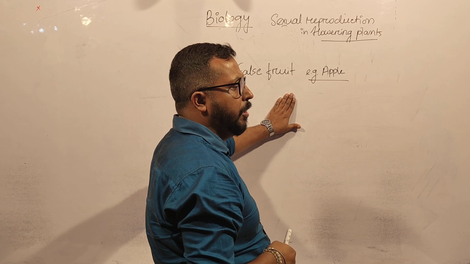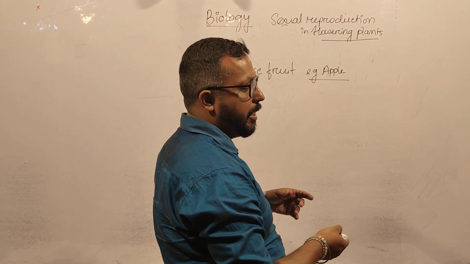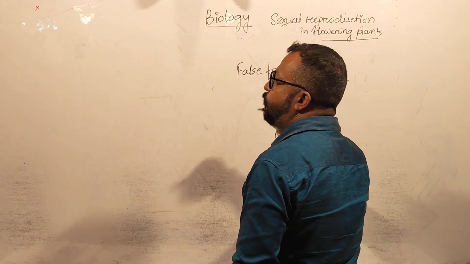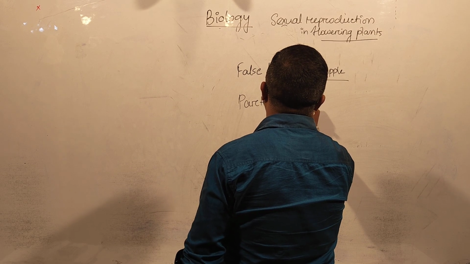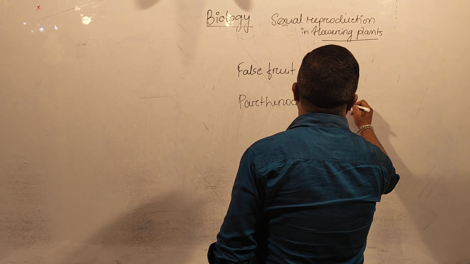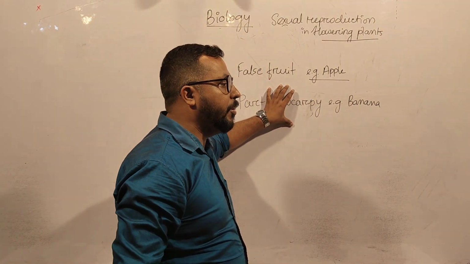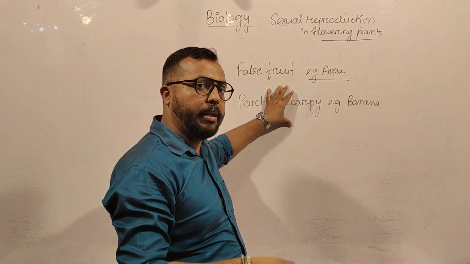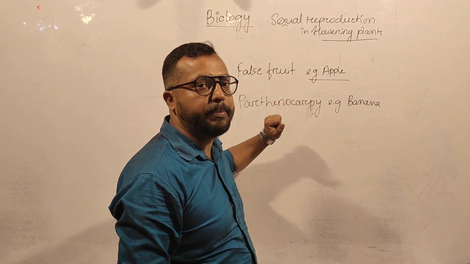Now, sometimes in certain plants like banana, there is a flower, but the ovary grows without fertilization to produce fruit. Such a process is called parthenocarpy. Example, banana. So what did I say? When the flower does not undergo fertilization, but the ovary directly forms a fruit, then the process is called parthenocarpy.